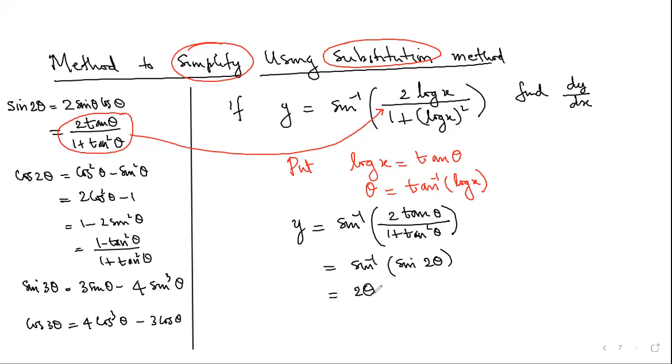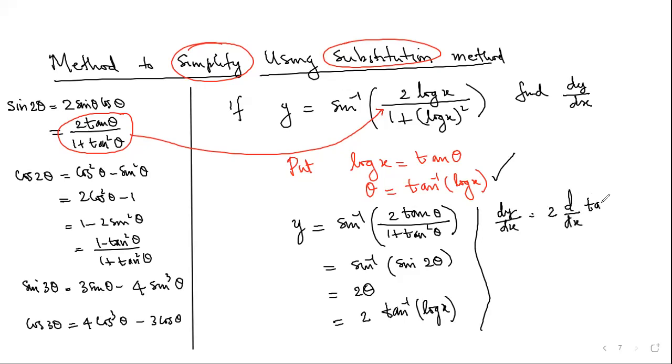I cannot differentiate with respect to theta. I have to differentiate with respect to x. So what I'll do, I will replace this theta using tan inverse log x. Now you will differentiate it. So dy by dx will be 2 times d by dx of tan inverse log x. So my answer will become 2 into 1 upon 1 plus log x the whole square into the derivative of log x.